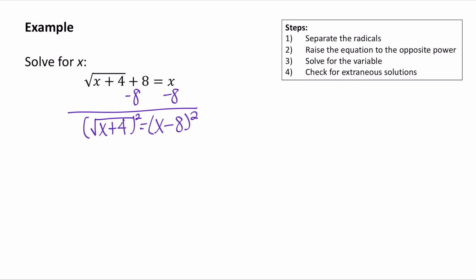So when I square the left, I have x plus 4 equals, on the right I have x minus 8 squared, which is x minus 8 times x minus 8.